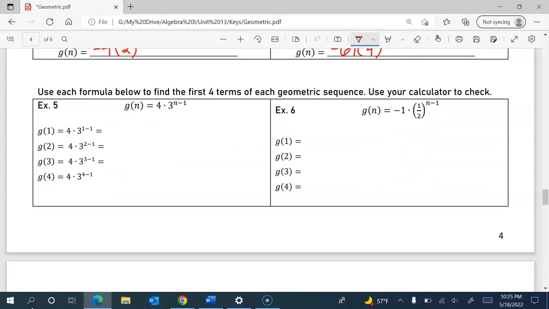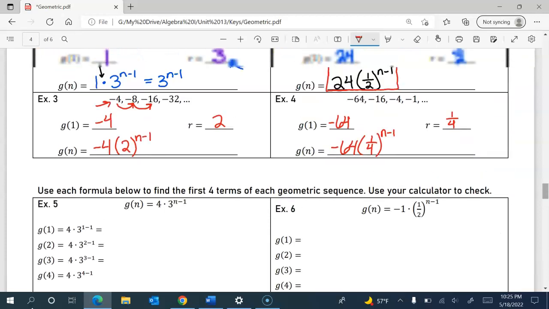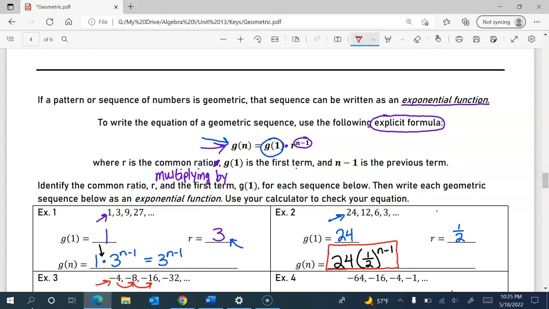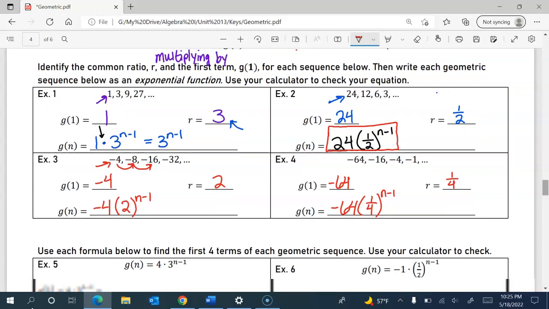We're going to scoot down here. So we're going to use each formula below to find the first 4 terms. So just like we did yesterday, you'll want to keep this formula in mind. I know I'm referencing it a lot, but it is pretty important. So notice that you have your first term here, you have your common ratio here, right? First term is where we start, the ratio is what we're multiplying by.